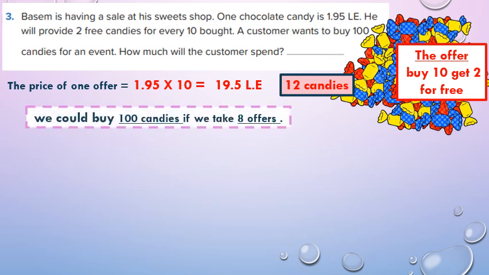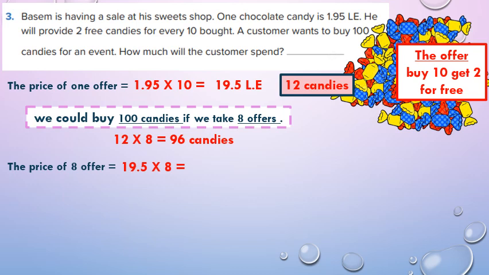We could buy 100 candy if we take 8 offers, because 12 by 8 equals 96. So the nearest number to 100 candy is 96 candies. So we could have 8 offers and buy 96 candies. Okay, the price of 8 offers. The price of one offer is 19 and 5 tenths. So 19 and 5 tenths by 8.